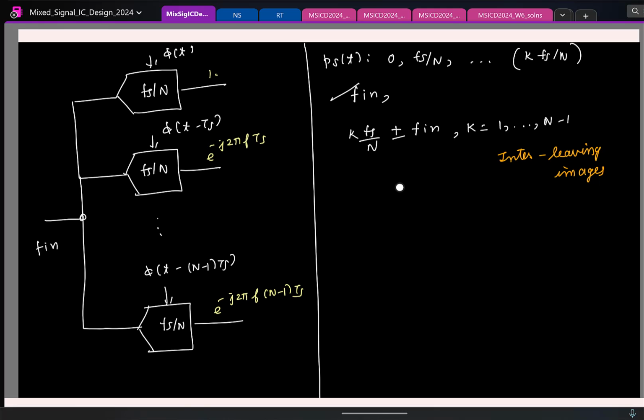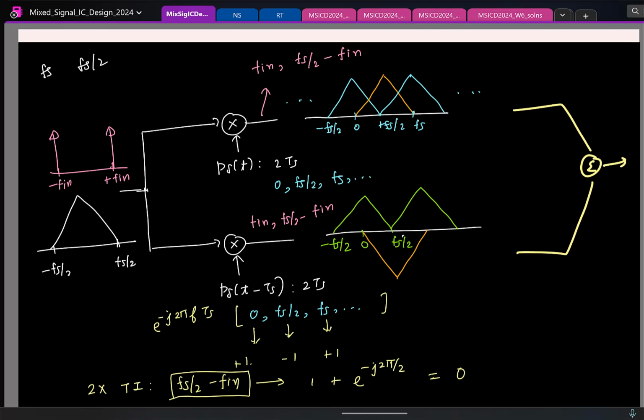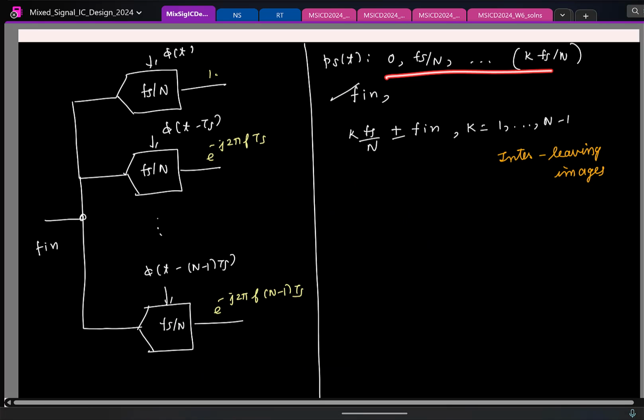Let's circle back. When we looked at 2x interleaving, we had impulses at these frequencies, and we were checking the phase at these frequencies. Now I am having impulses at these frequencies, so I should be checking the phase at these frequencies. Now 0 is fine, that is okay. We'll look at the rest, k fs by n. For the first path, it is 0, no worries. For the second path, it is e power minus j 2 pi f Ts, where I will replace f as k fs by n. So what will this simplify to?